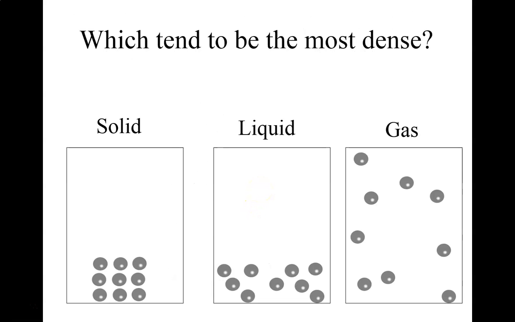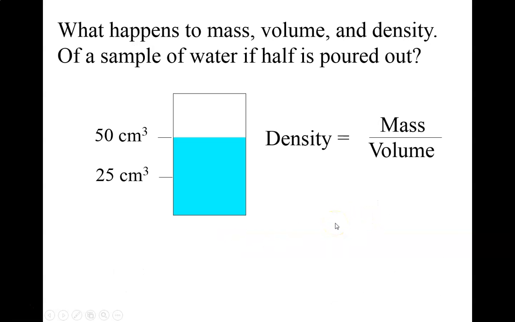Which state of matter tends to be the most dense? That's probably a multiple choice question I might ask. Well, that would be a solid, with a gas being the least dense and a liquid being in between.